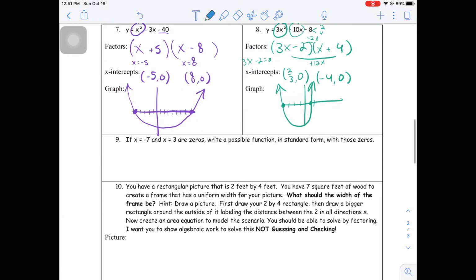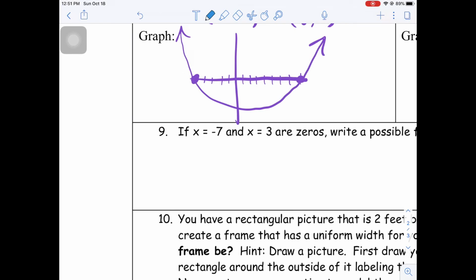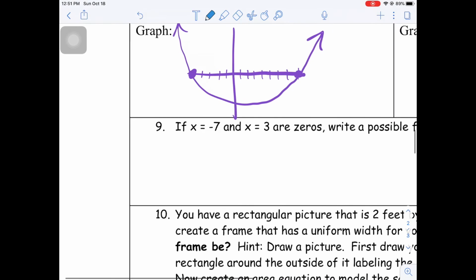All right. So here's another type of question we can see, knowing now that factors are roots or x-intercepts or solutions to the equation. It says if x is equal to negative 7 and x is equal to 3 are zeros, write a possible function in standard form with those zeros. So if we ever get this, we need to set the equation equal to 0. So we're going to add 7 to both sides. That would give us x plus 7 is one of the factors. Subtract 3 from both sides, we get x minus 3 is another factor.